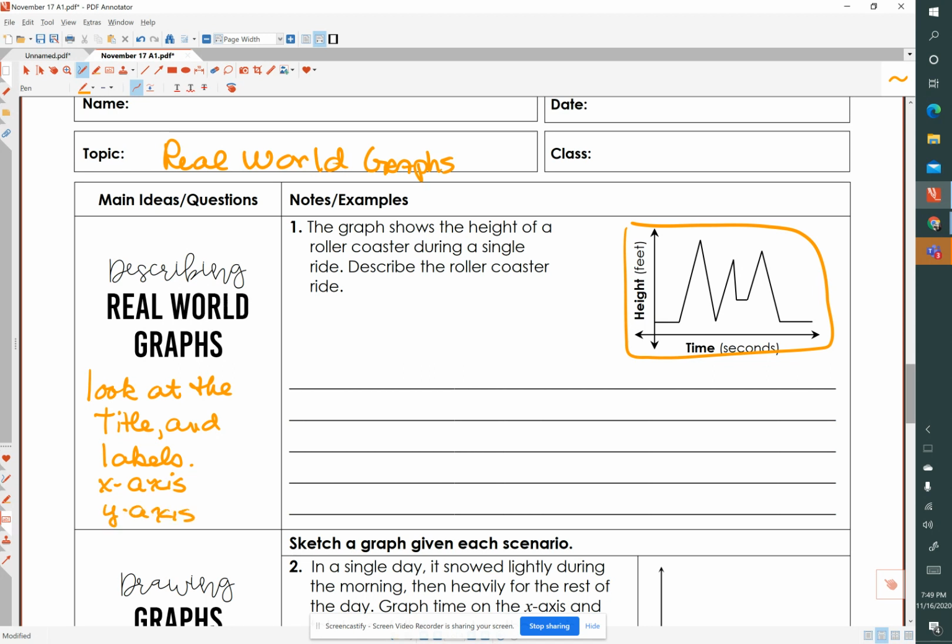Okay, so it says the graph shows the height of a roller coaster during a single ride. Describe the roller coaster ride. So our x-axis here describes time. Our y-axis describes the height in feet of the roller coaster. Now, we don't have any labels here. We don't know how many seconds or minutes this is, and we don't know how many feet the y-axis is, but we have this general idea of what the roller coaster is doing.